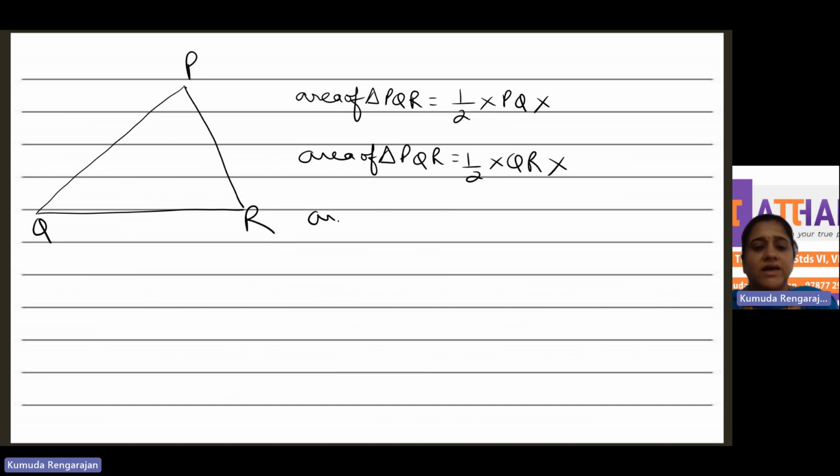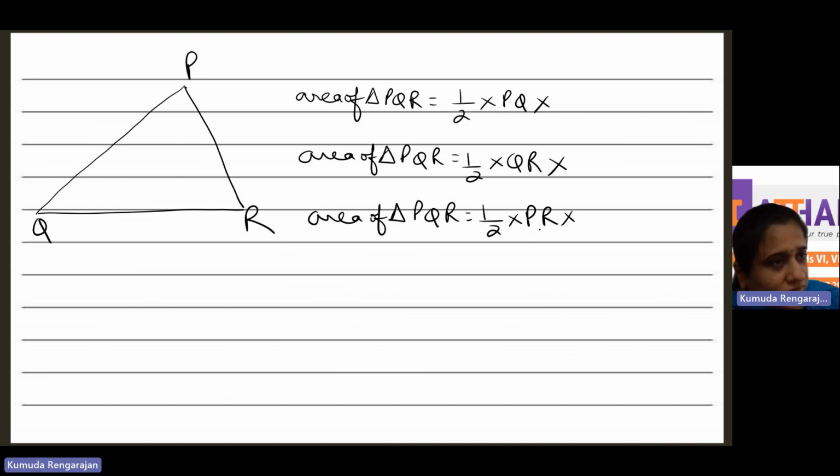Then area of triangle PQR is equal to half into PR into. Now see, we have written all the three sides, PQ, QR and PR. So half into, put your hand down, Navneet. Yeah. So half into base into height, right? So we have written every side of the triangle as the base. Now let's write the corresponding altitude.